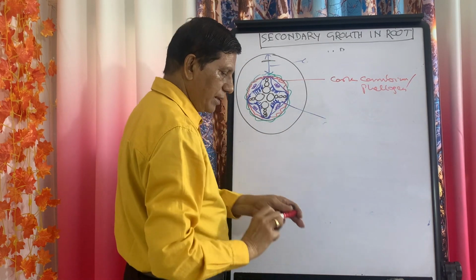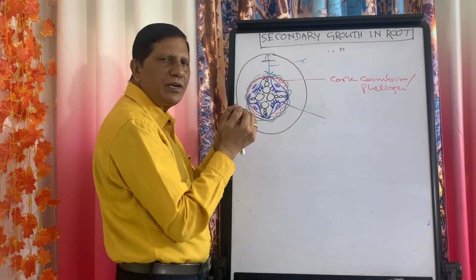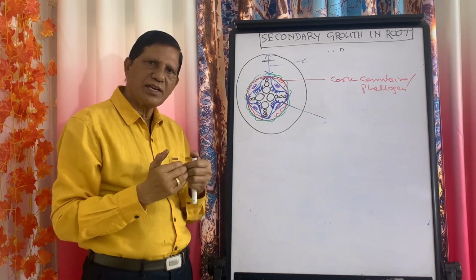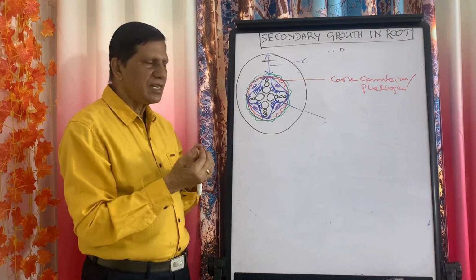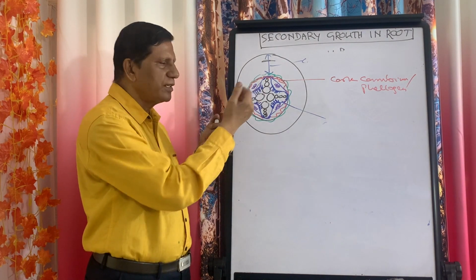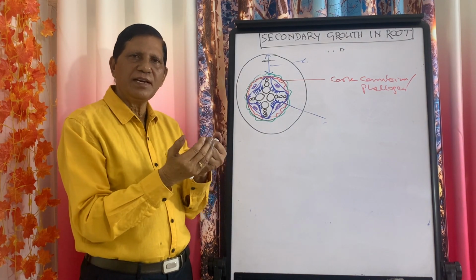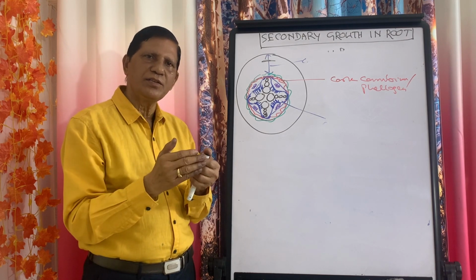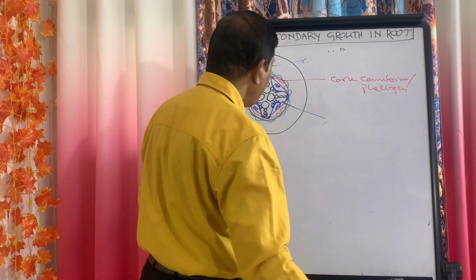So when it gives rise to phellogen, naturally the cells of this cork cambium will divide periclinally, and the cells will be differentiated both from the inner side and outer side. Those cells which are present on the inner side will be living, just like the conjunctive tissues. But those on the outer side will be suberized, with deposition of suberin, just like in the stem.